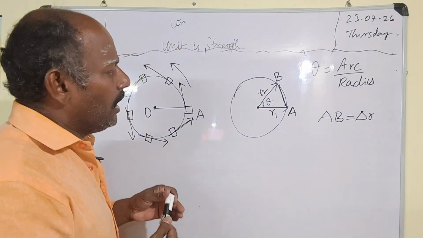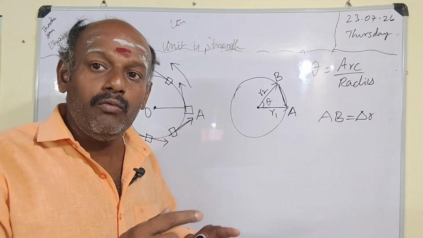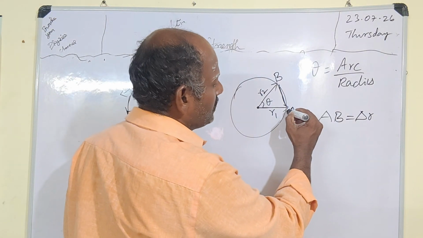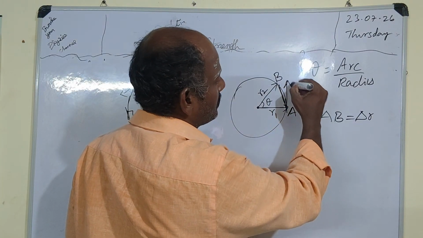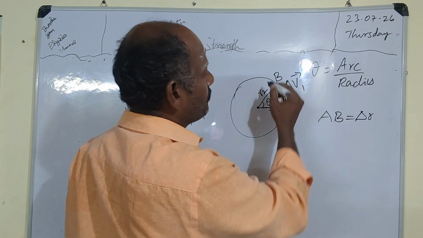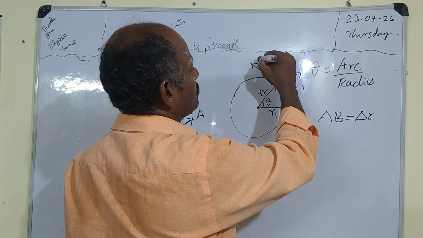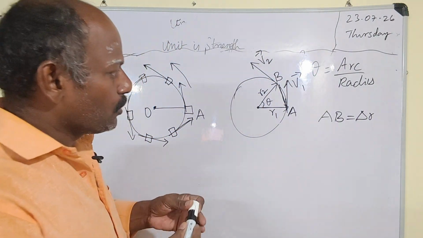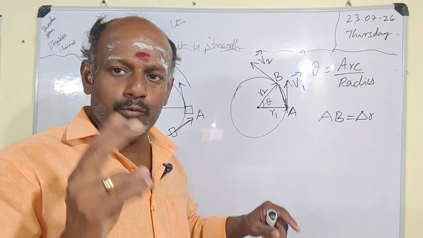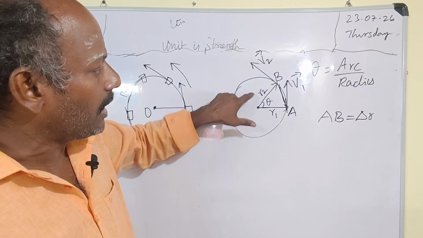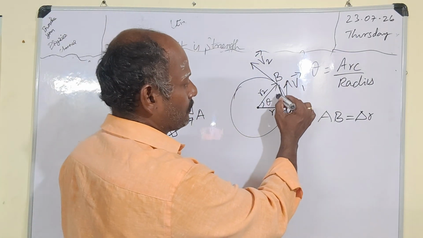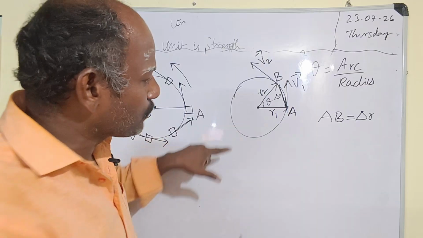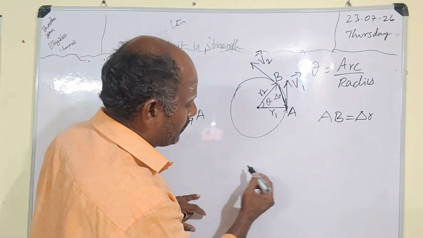Next, I am just going to look at in which direction the velocity is acting. At A, the velocity will be acting this side. That is V1 vector. At B, the velocity will be acting this side. That is V2 vector. Now I have 4 vectors: R1, R2, delta R, and V1, V2. Now I am combining this one. In the triangle, I will take it separately.